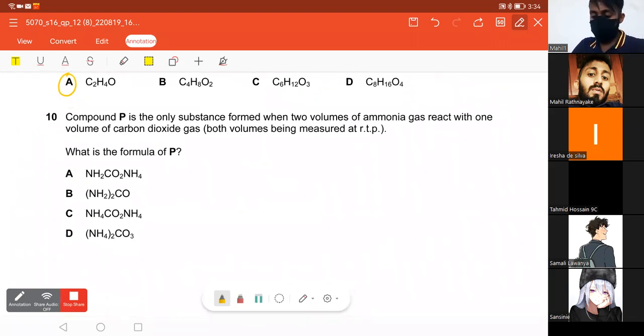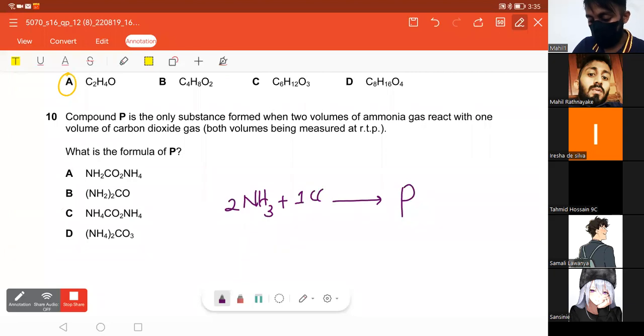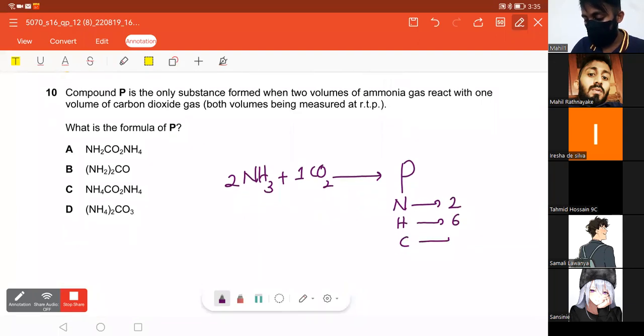Compound P is the only substance formed from 2 volumes of ammonia and 1 volume of carbon dioxide. P is formed from what, Lamai? 2 ammonia and 1 carbon dioxide. Only P is forming. Now you know, definitely P should contain how many nitrogen? 2, because only one product. How many hydrogen? 6. How many carbon? 1. How many oxygen? 2. Then go and check the answers.